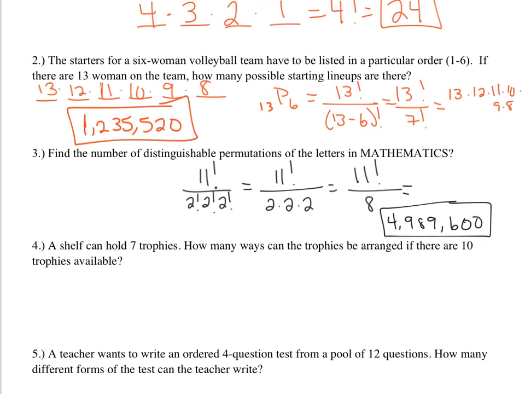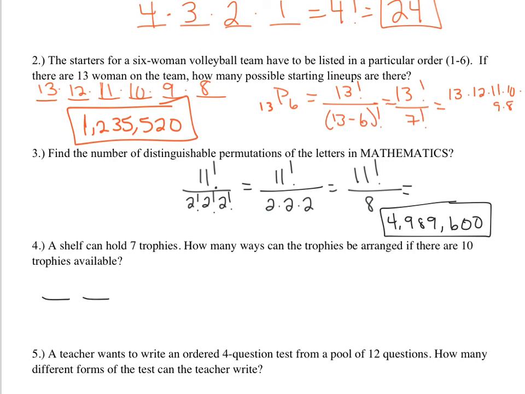For number 4, a shelf can hold 7 trophies. How many ways can the trophies be arranged if there are 10 trophies available? So the trophies are different. If you had one for baseball or one for football, they are in fact different trophies, so order does matter.